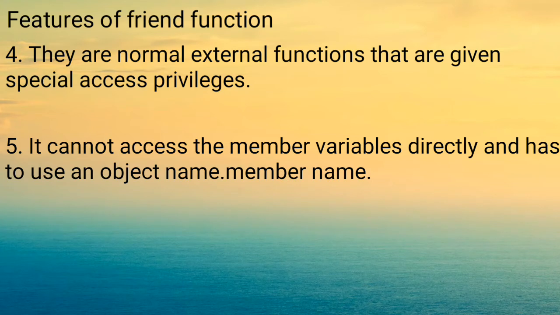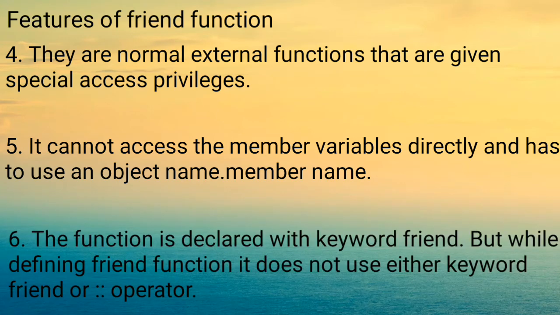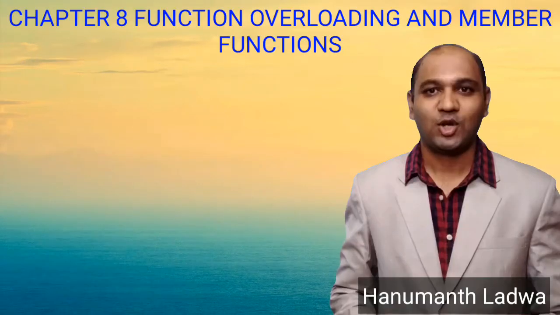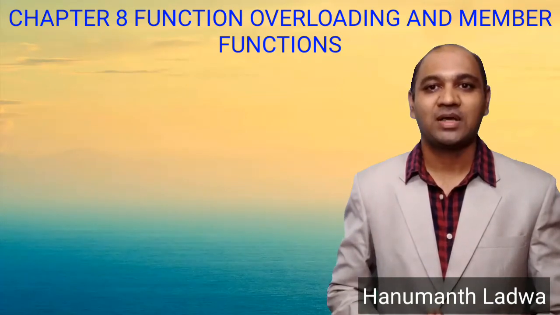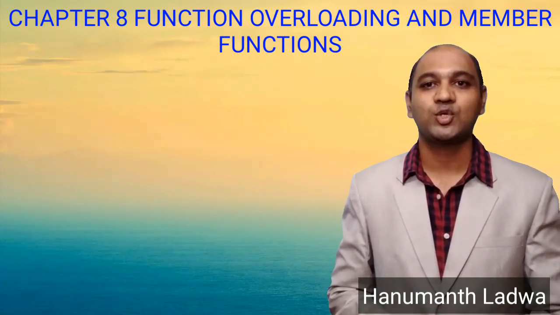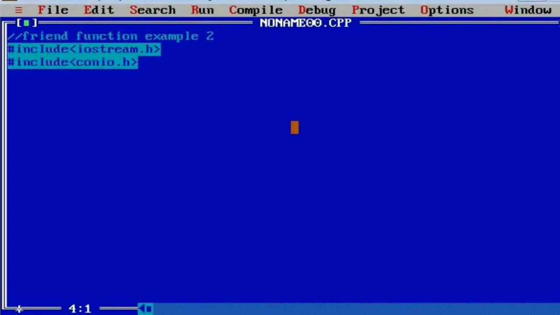5. It cannot access the member variables directly and has to use an object name dot member name. 6. The function is declared with keyword friend, but while defining friend function, it does not use either keyword friend or scope resolution operator. Now let us take one more example that performs addition of two numbers using friend function.